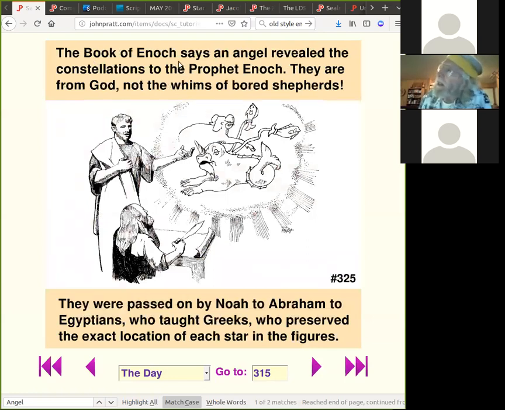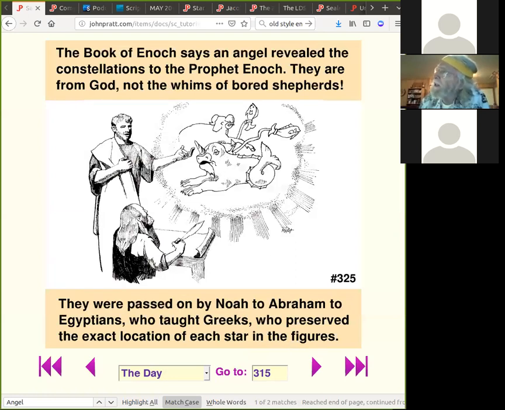The Book of Enoch itself says, now we're on 325, says an angel revealed the constellations to the prophet Enoch. So this is not the musing, these are not the whims of bored shepherds, these are revelations from God. So that requires some thought to absorb, because his revelations are filled with incredibly deep, amazing things. They were passed on by Noah to Abraham, to the Egyptians, who taught the Greeks, who preserved the exact location of each of the stars and the figures.